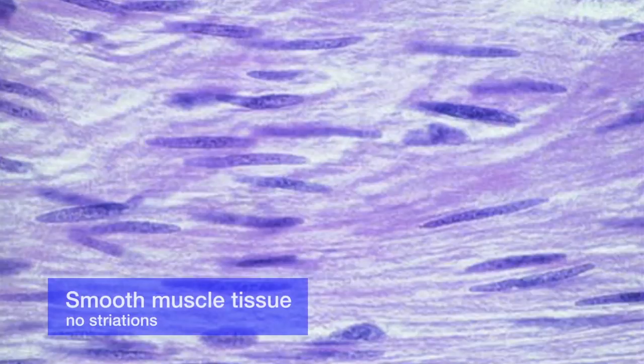Smooth muscle tissue. The central placement of a single nucleus in the spindle-shaped muscle fibers without striations. That's why it has the name smooth muscle. Smooth muscle tissue has small and tapering ends.